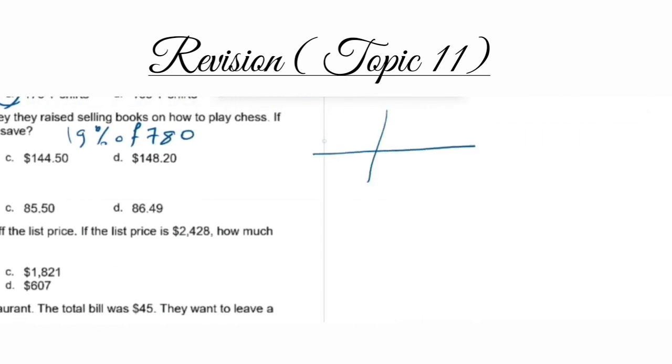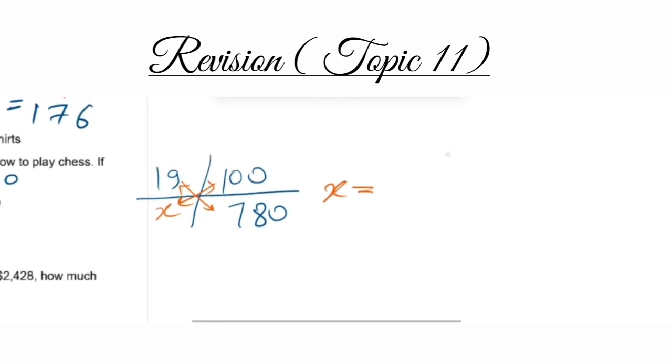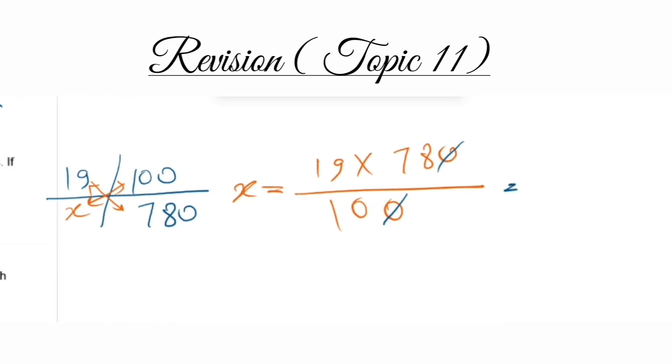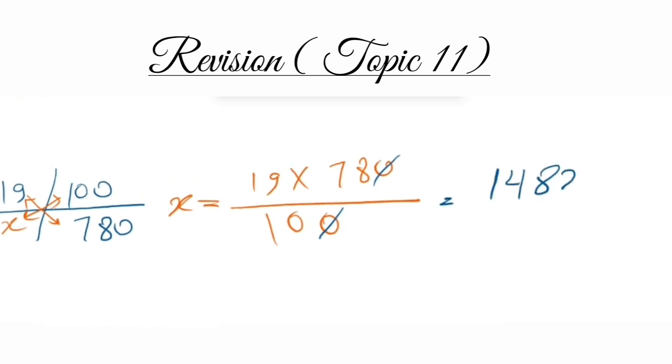Let's do this. 19%, so 19 to 100, and the total here is 780, and we have here x. Use cross multiplication, so x equals 19 multiplied by 780 divided by 100. Remove the 0 and multiply 19 by 78. You will get 1482.